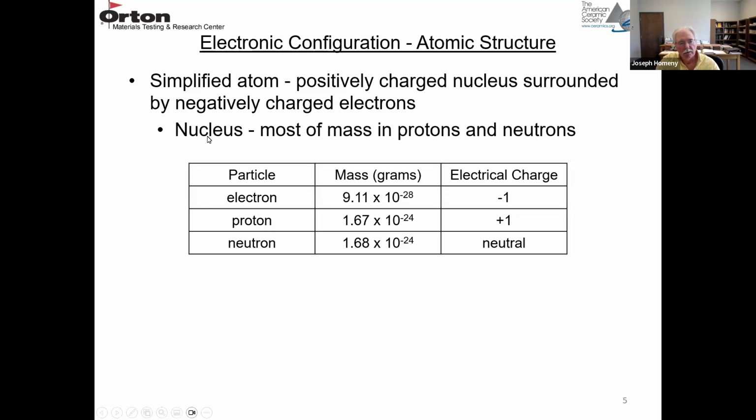So the nucleus contains the protons and neutrons. That's where most of the mass is concentrated. If we look at the mass of electrons, protons, and neutrons, an electron only weighs 9.11 times 10 to the minus 28 grams. It has a -1 charge. And then the protons and neutrons are almost the same: 1.67 times 10 to the minus 24 and 1.68 times 10 to the minus 24 grams. A proton has a +1 charge and a neutron is neutral.